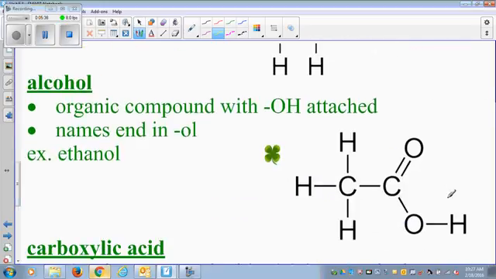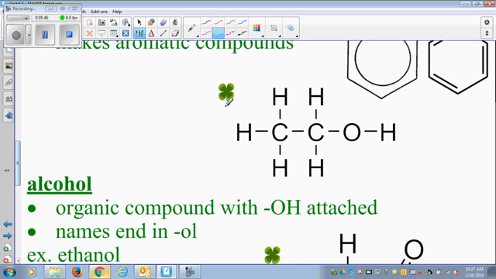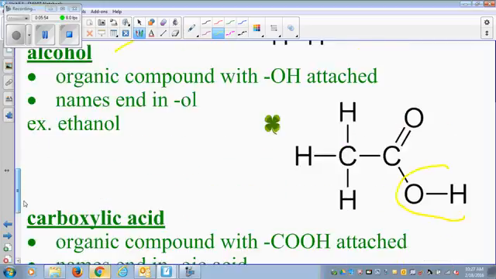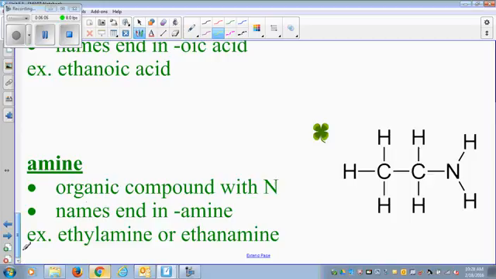Alcohol is something that has OH attached to it. Actually, this is COOH. This is OH, so if OH is attached, this is alcohol. If COOH is attached, it is carboxylic acid. You have to memorize all this information that is right here. And amines are if you have NH2 attached. Keep that in mind, and that's all we need to know for the organic foldable.